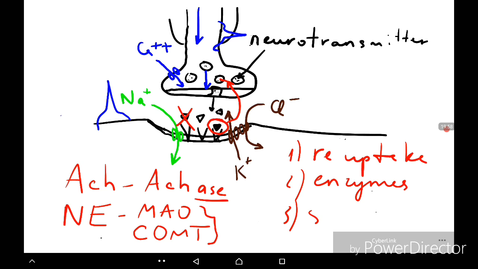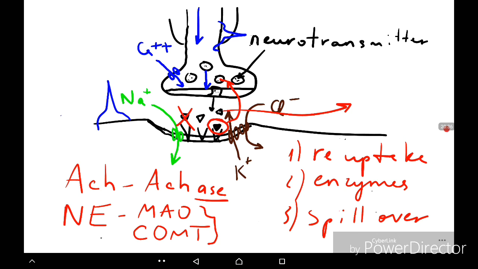So that is the second way of inactivation. And the third way is spillover. Spillover is when the neurotransmitter is washed away from the synaptic cleft, eliminated and inactivated. By the way, this neurotransmitter may influence the other cells in the neighborhood, but it's another story. So we discussed three types of neurotransmitter inactivation in the synaptic cleft.